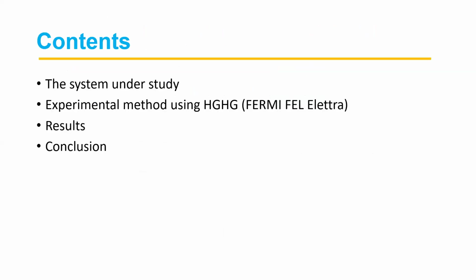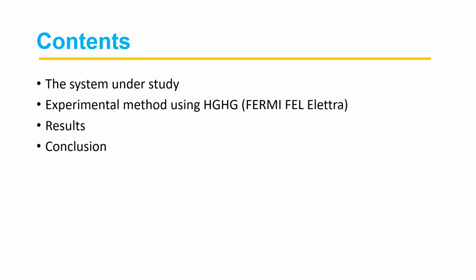So the content of my talk will be: first we are going to see what system is under study and why we are studying this. Then we'll go into the experimental method. This experiment was done in Fermi FEL at Elettra, and the process involved is the HGHG, which is the high gain harmonic generation, which I will give a brief overview of. Then we'll be looking at the results of this experiment, which will be discussed by Dr. Dev Prasad, and then look at the conclusion.